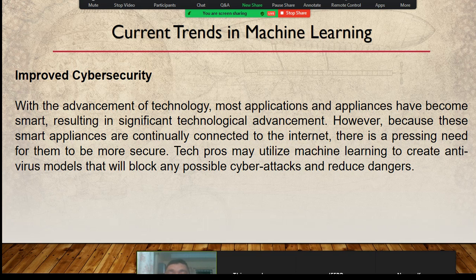Third, improved cybersecurity. With the advancement of technology, most applications and appliances have become smart, resulting in significant technological advancement. However, because these smart appliances are continually connected to the Internet, there is a pressing need for them to be more secure. Tech pros may utilize machine learning to create antivirus models that block any possible cyber attacks and reduce dangers.